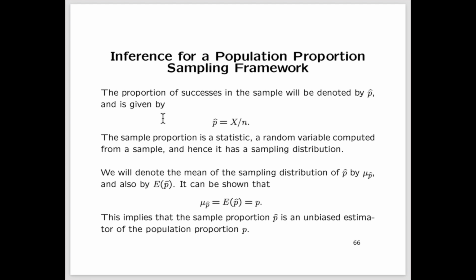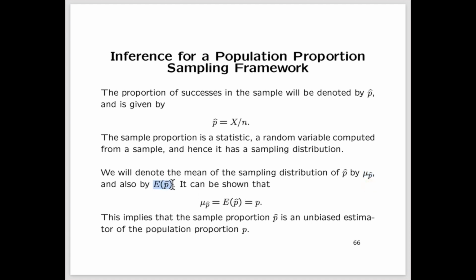The sample proportion is a statistic, obviously. It's a random variable that is computed from the sample, and because of that, it has a probability distribution, and we call its probability distribution its sampling distribution. Now, we will denote the mean of the sampling distribution of p hat using this notation, mu sub p hat, so the mean of the sampling distribution of p hat.